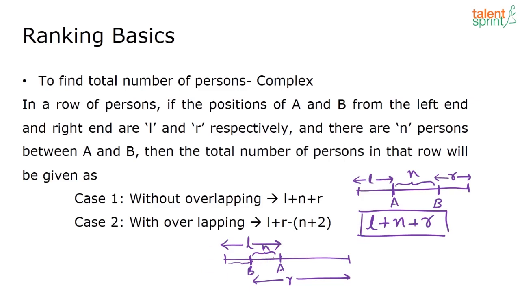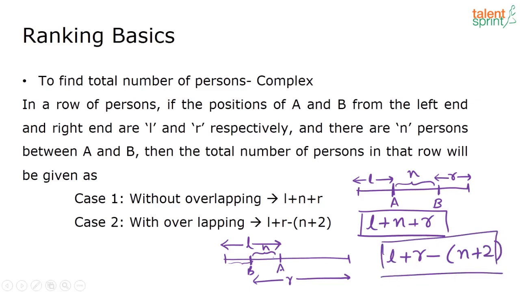So what can we say? The total number of people is given by L plus R minus of N plus 2, because I am subtracting this N once, and A and B because they are added twice, and that is how we arrive at this formula. So these are the two formulas that you should know when you are given positions of two people from left and right and you are asked to find the total number of persons, and you are also given how many people are there between A and B.